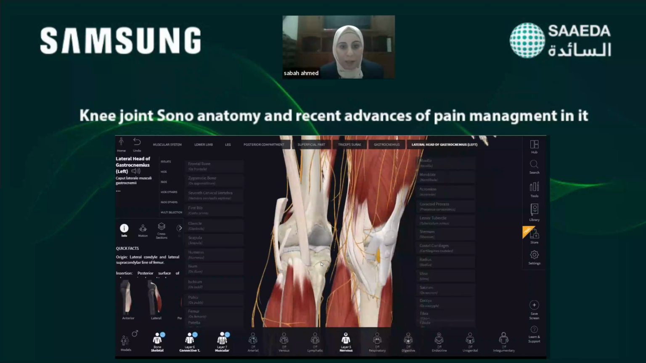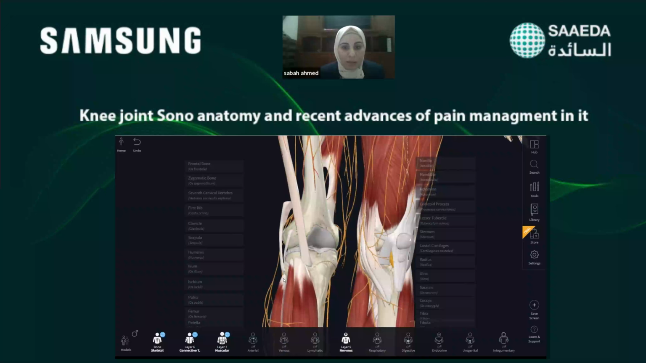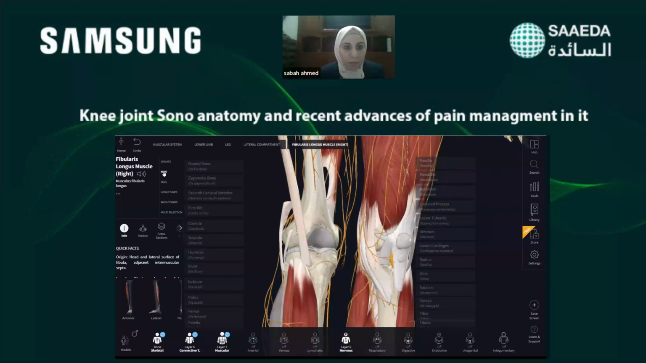Regarding the lateral side, we have the important superolateral genicular nerve just at the femur shaft. And also we have the recurrent fibular nerve just surrounding the fibula. If we are removing this, surrounding the fibula, this is the recurrent fibular nerve. And also we have the nerve to vastus lateralis.